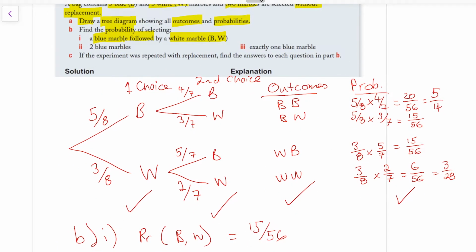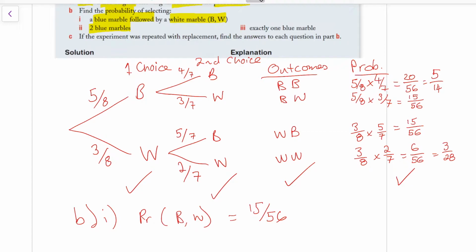Brilliant. Now, what's my chances or probability of getting 2 blue marbles? The probability of getting 2 blue marbles is 20/56, or if you decided to use the simplified one, it's 5/14.